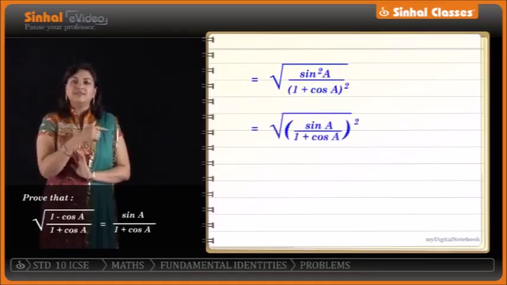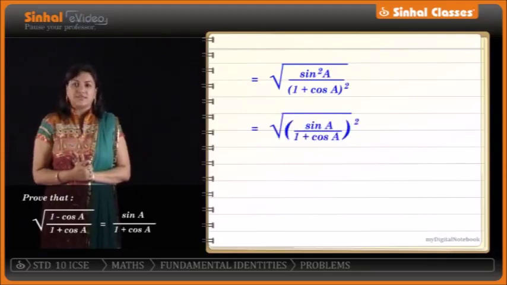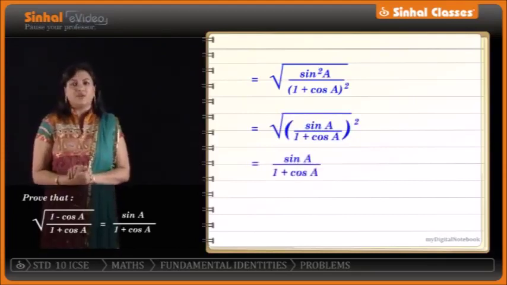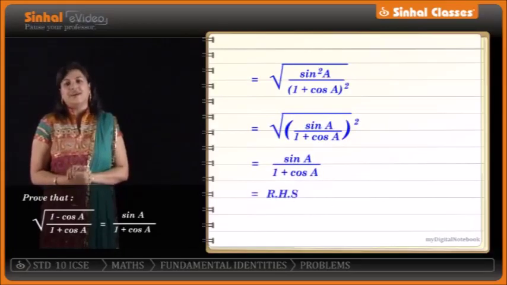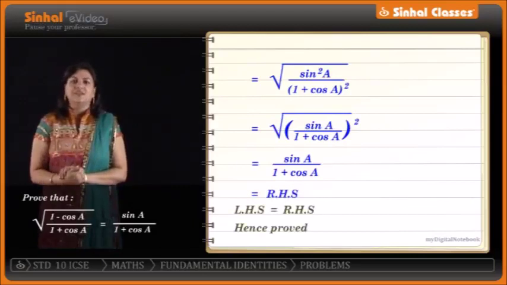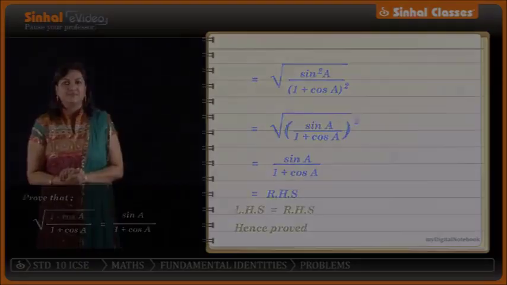Now we cancel the root and the square sign. We are left with sin A upon 1 plus cos A, which is our RHS. So we have proved LHS and RHS equal. Got it.